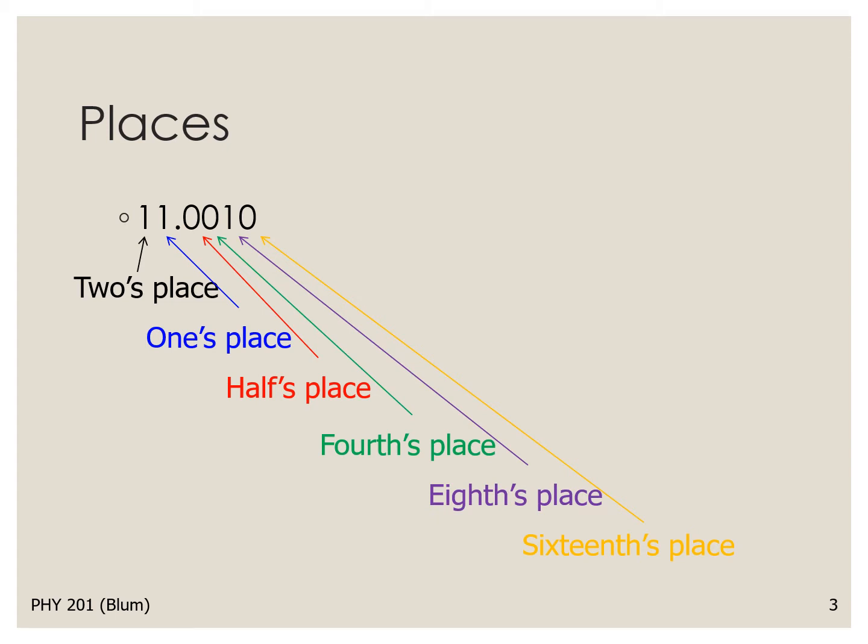So the dot makes up this dividing point between the whole number part and the fractional part. On the left of the dot, we have the positive and increasing powers of 2, the ones place, the twos place. On the right of the dot, we have the negative powers of 2, and they are becoming increasingly negative, if you will. So the halves place, the quarters place, the eighths place, the sixteenths place, 2 to a negative power, and that power is getting more negative.